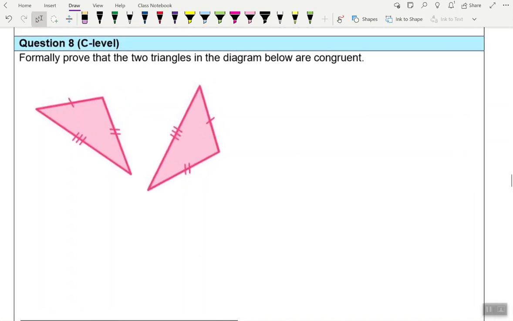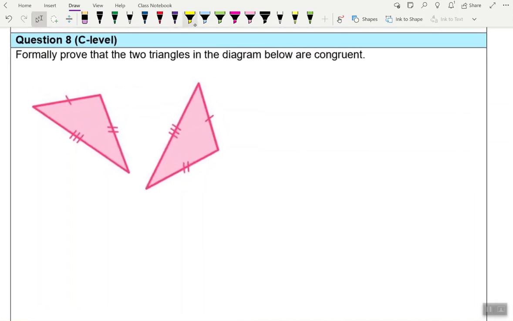Alrighty, now on to congruency. So the next two questions are going to ask us to prove formally that the two triangles are congruent. Now, congruent just means that the triangles are exactly the same. They may be flipped or shown in a different way, but we've got to prove that they're the same. So there are a few rules to congruency.